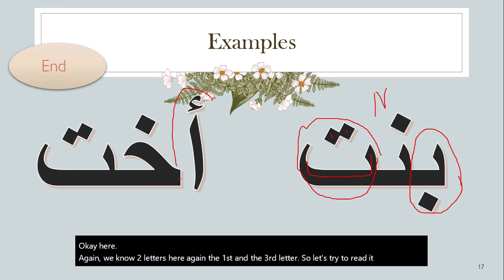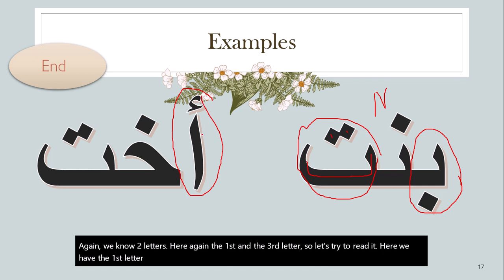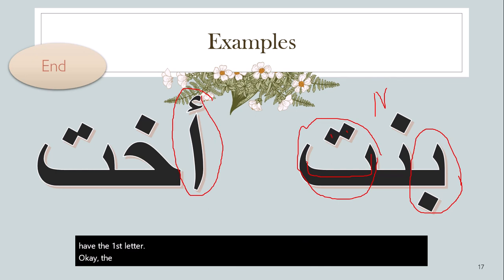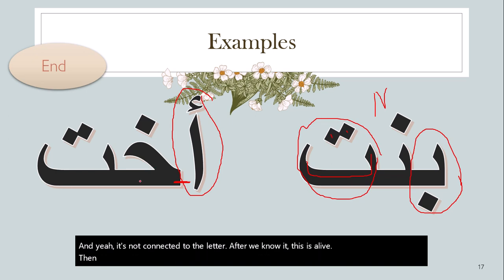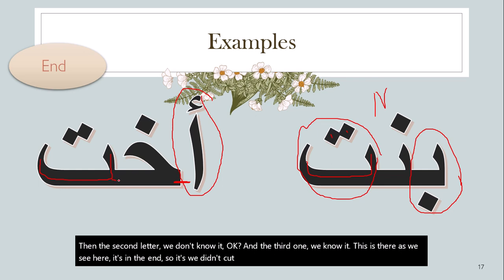Here we have the first letter, the vertical line with the hamza. This is alif. This is alif, okay? And it's not connected to the letter after. We know it. Yeah, this is alif. Then the second letter, we don't know it. And the third one, we know it. This is ta. As we see here, it's in the end, so we didn't cut the end, and it's connected to the letter before.